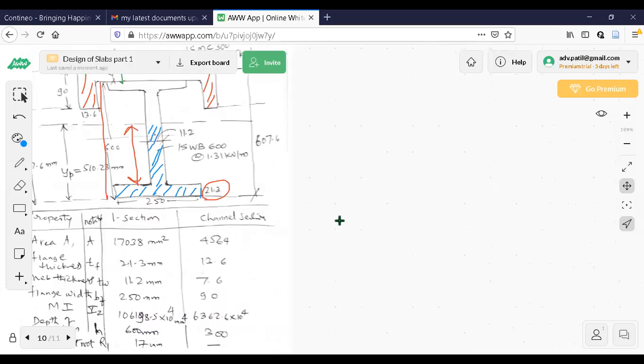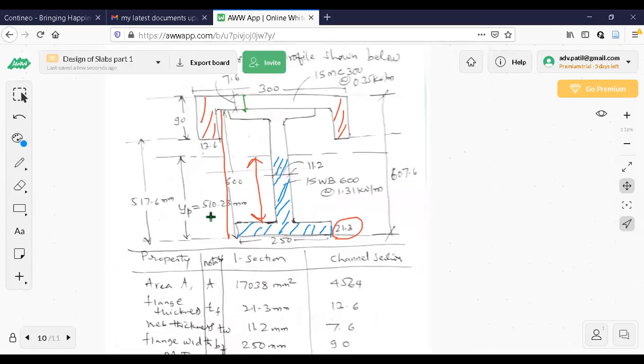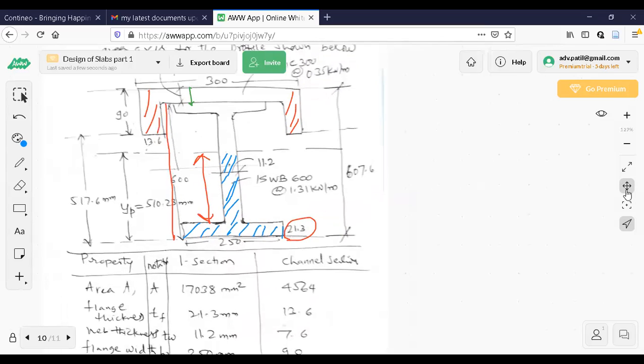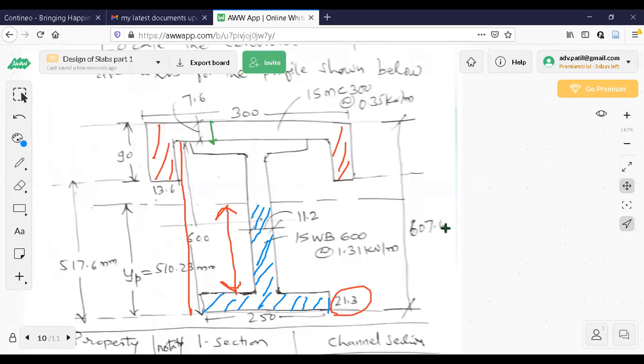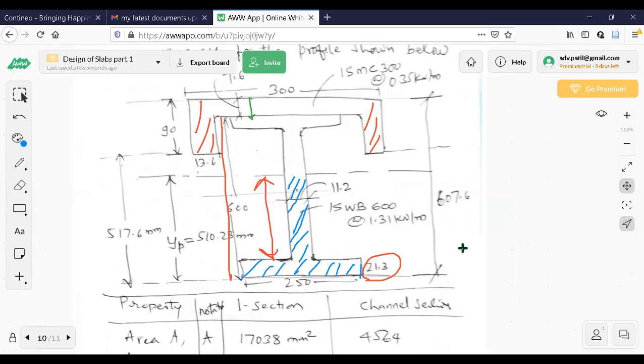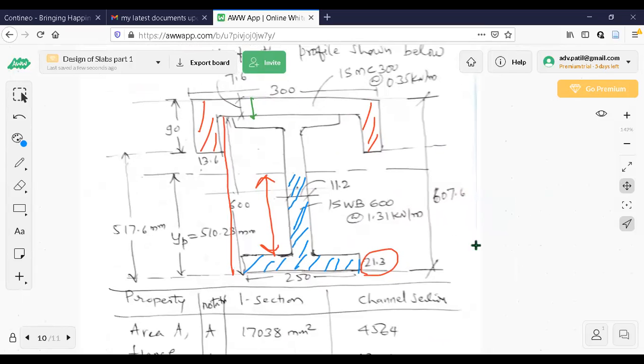You can see how I checked this. First 510.23 was calculated, then I calculated the distance from the bottom to this bottom. Total is 607.6, the total overall depth of the entire profile. Observe here: the depth of the I section is 600 plus this thickness, which is 7.6. So total is 607.6. From that you subtract.